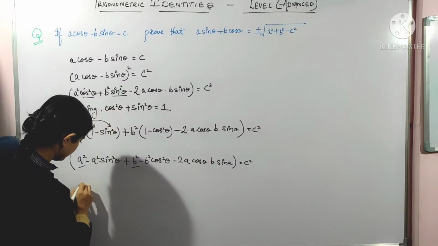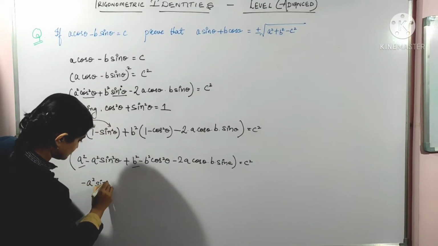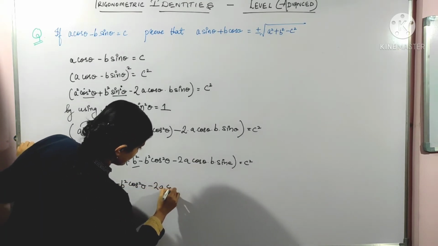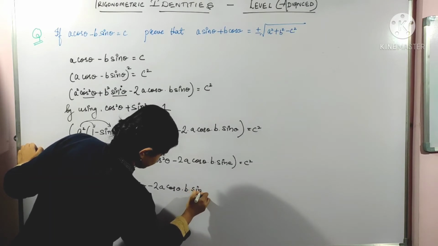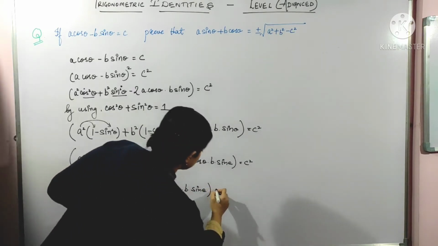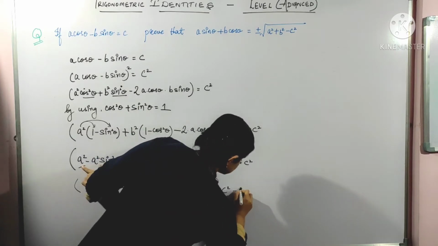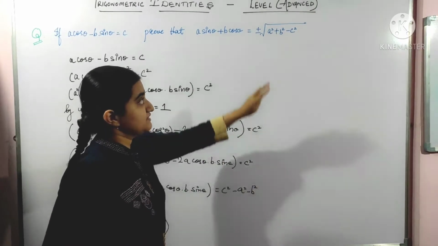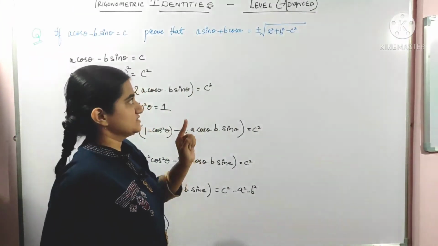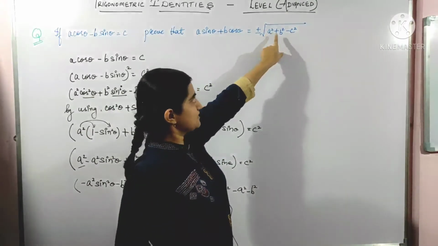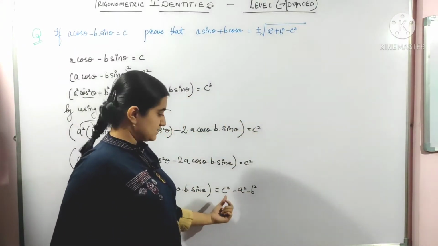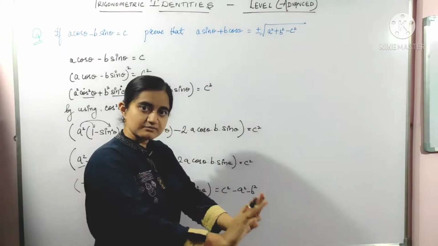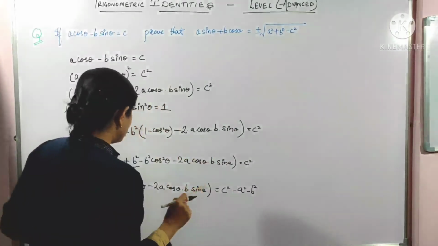Now what we will do, we will write here minus a square sin square theta minus b square cos square theta minus 2a cos theta into b sin theta. Only this one is left, and c square minus a square minus b square. We have not achieved this one, but we will achieve this. See here, minus sign, plus sign, plus sign, minus minus sign, and this one is with a plus sign. Then it means that we are moving towards the positive side. We are achieving it. We have to wait a bit.